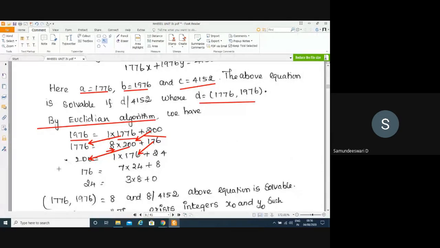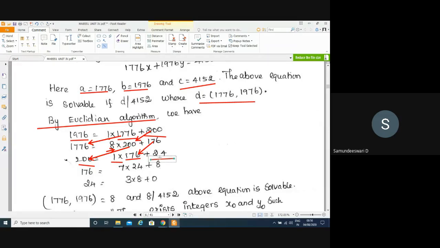The third step. Again, in the previous step the divisor is 200 and the remainder is 176. So divide 200 by 176. The dividend is 200 and the divisor is 176, the quotient is 1 and the remainder is 24. So again write down the same format: dividend equals quotient into divisor plus remainder. In this, the remainder is 24. Continue the same procedure.